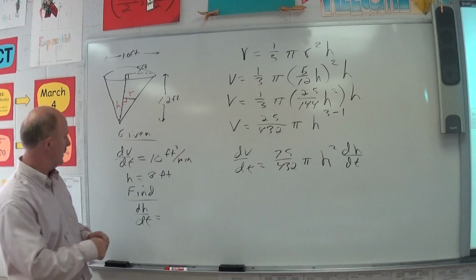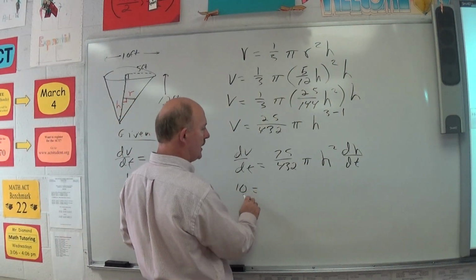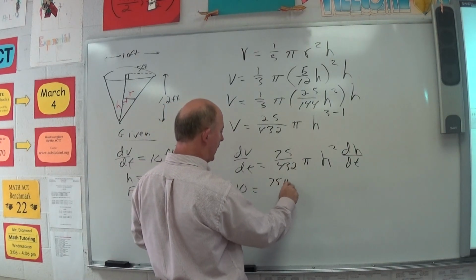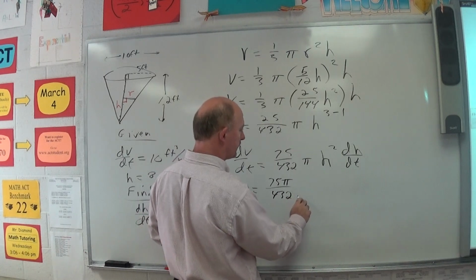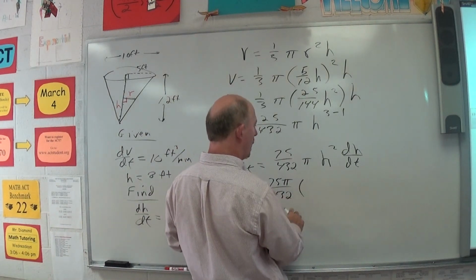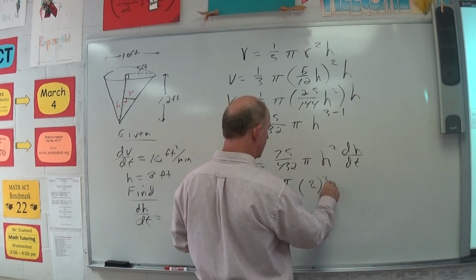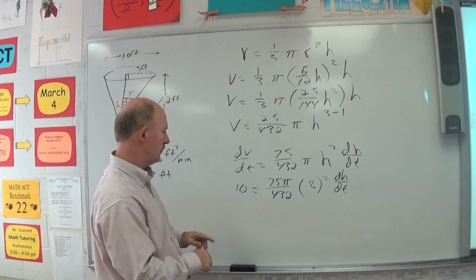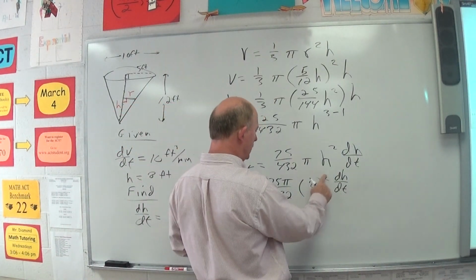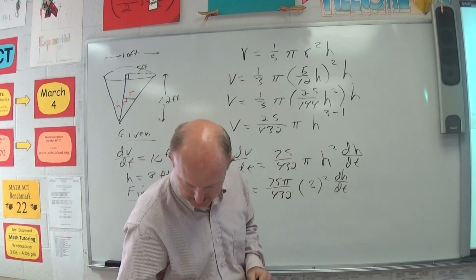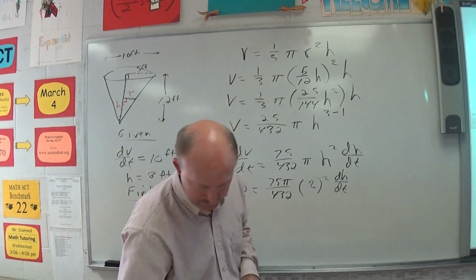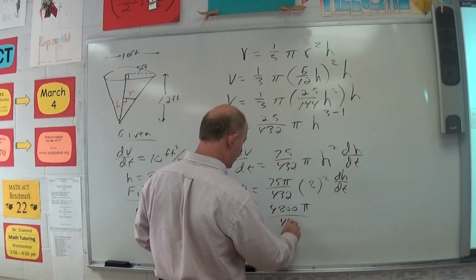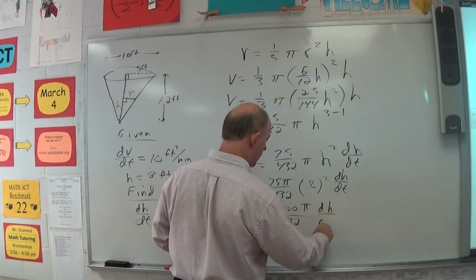Okay, now it should just be a matter of substituting in and then solving for dh over dt. Now, dV over dt is 10. That'll equal 75. I'm going to put the pi with the 75, so it'll be 75 pi over 432 times the height squared. Now the height is 8, so it'll be 8 squared times dh over dt. Let's see, simplifying this some more. 8 squared would be 64. 64 times 75 would be 4,800. So we have 10 equals 4,800 pi divided by 432 times dh over dt.